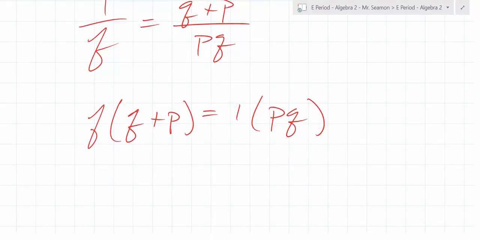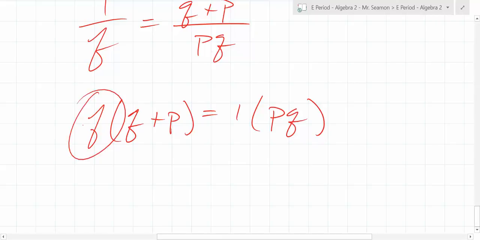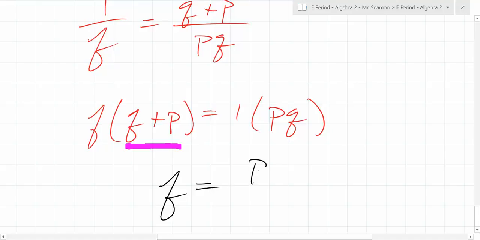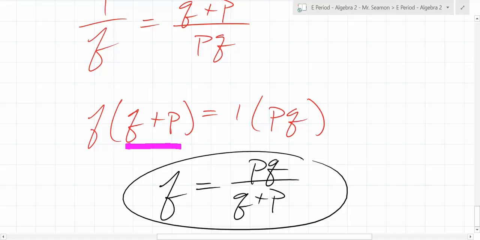What are we trying to isolate? F. So what should I divide both sides by, Summer? P. This is the F right there. So what should I divide both sides by? Q plus P. Divide by that. And what are you left with? F is equal to PQ over Q plus P. Have we isolated F? Yes, we have.